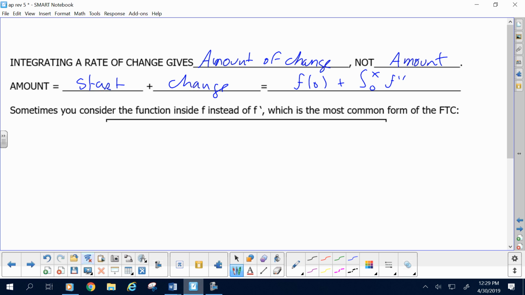What was the rate of change? I would need a dummy variable there. Let's use u like this. Okay? Gives you ending amount, or ending amount at any time. That's the fundamental theorem, just rearrange.